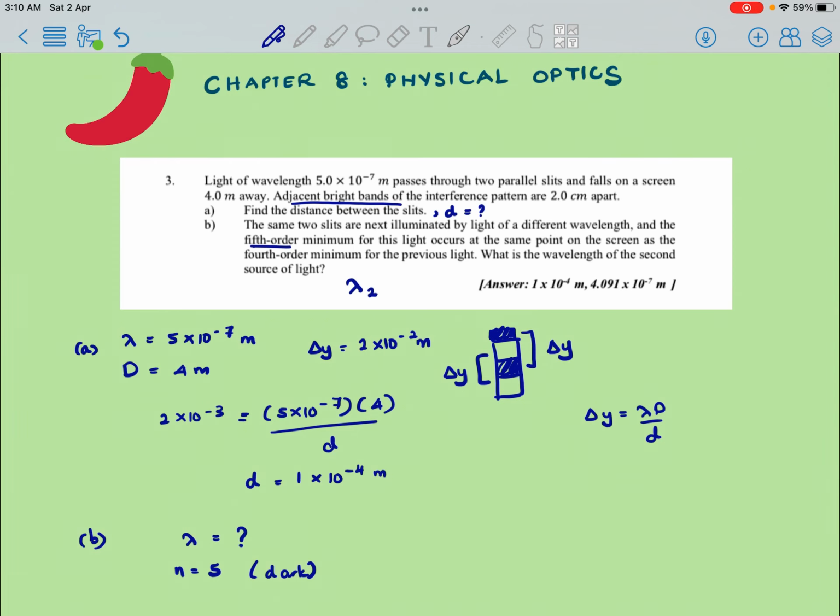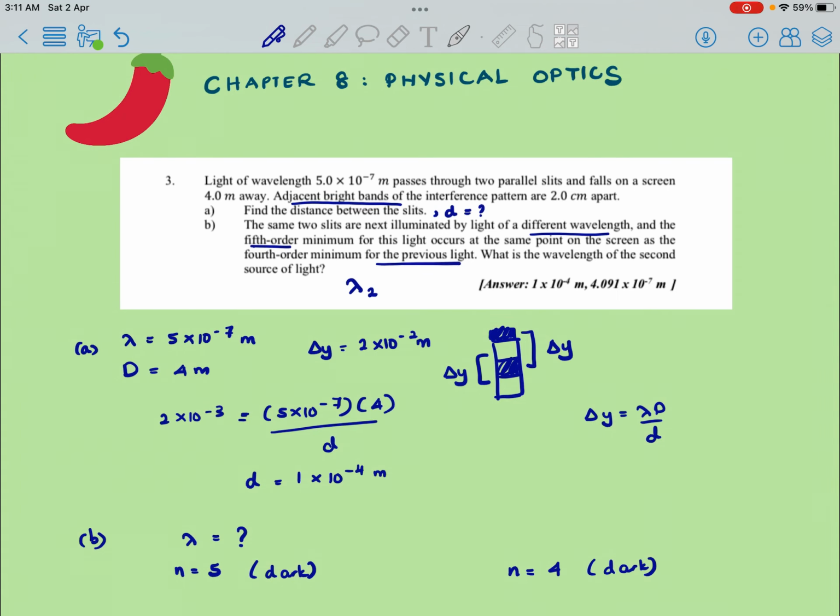Okay, dia dapati fifth order minimum kalau guna lambda yang dia tak tahu berapa ni, different wavelength ni. Okay, dia dapati pada tempat tu juga. Okay, ada juga the fourth order minimum. Fourth order minimum adalah order fourth, n equals 4, minimum also dark. Okay, for the previous light.